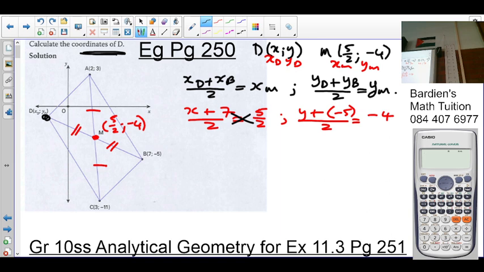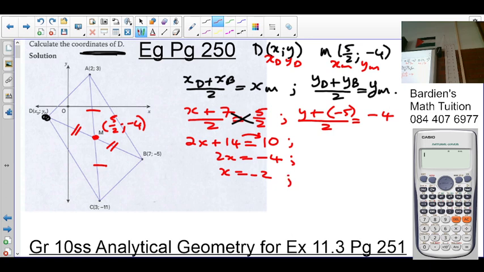Cross multiply. So X plus 7 times 2 is going to give you 2X plus 14 is equal to 2 times 5, which is 10. You take it over the equal sign. So 2X is equal to negative 4. X is equal to negative 2. Okay?